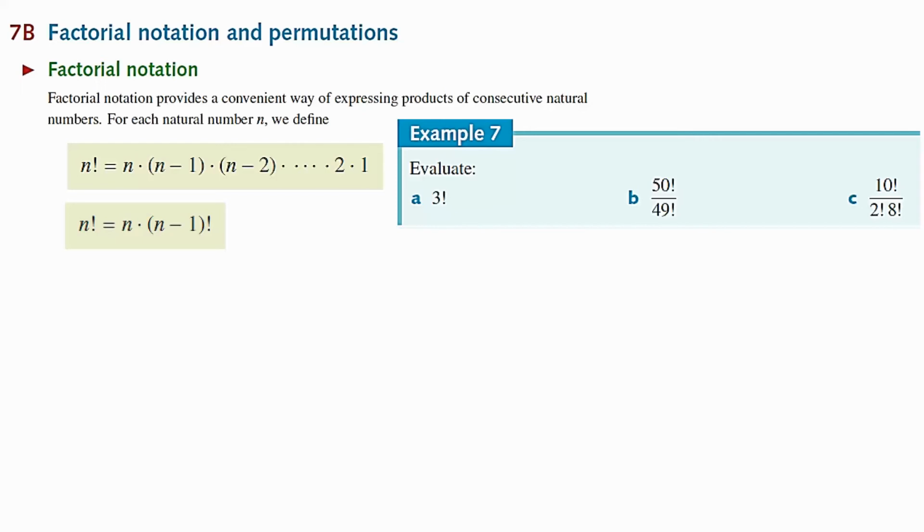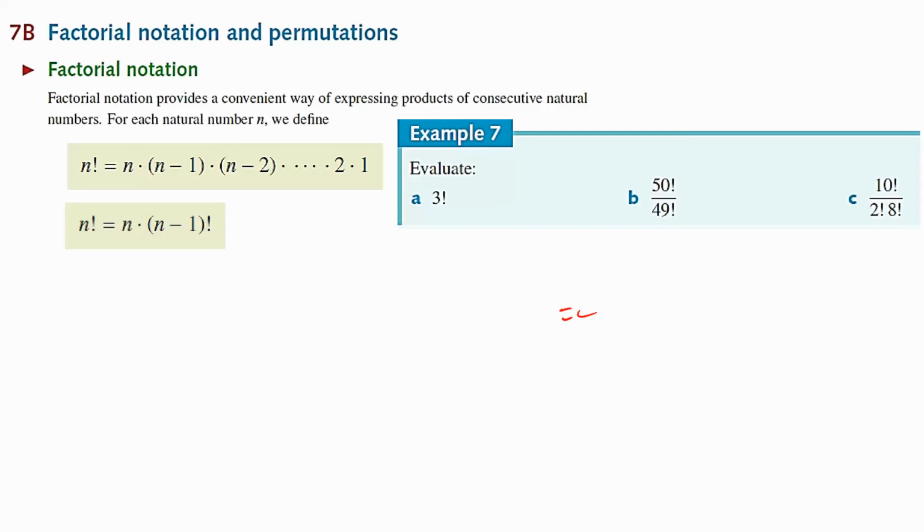Okay, so for example, if you write 3 with an exclamation mark, we say 3 factorial, and that is equivalent to 3 times 2 times 1. So you're consecutively multiplying by the one before that. The next one before 3 is 2, and the one before 2 is 1. That's what 3 factorial is.